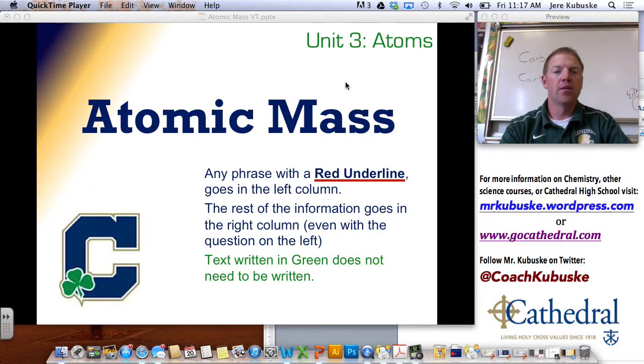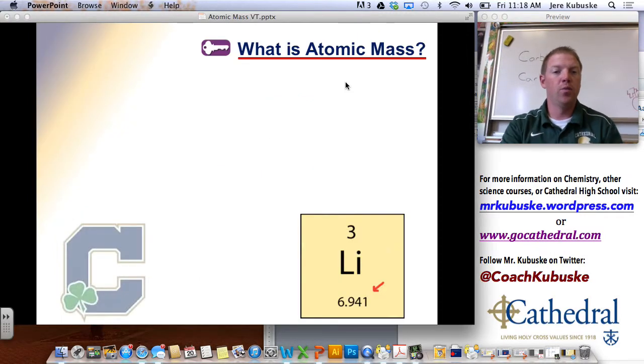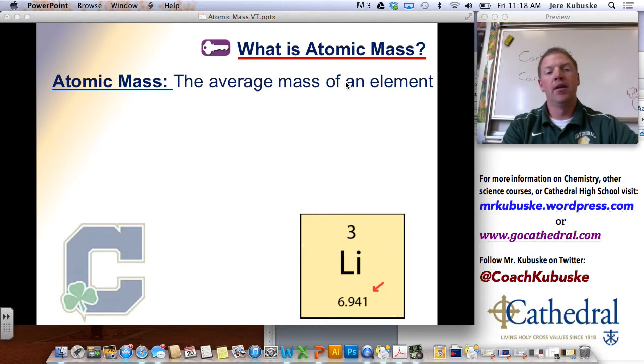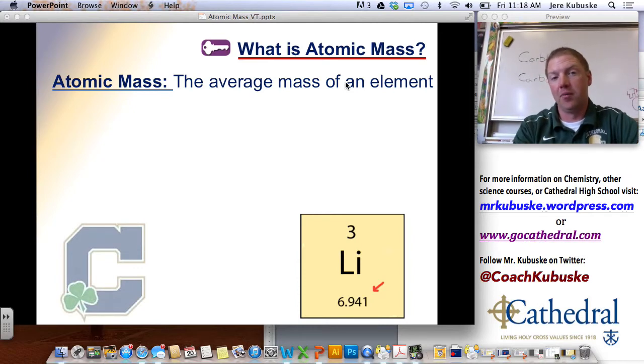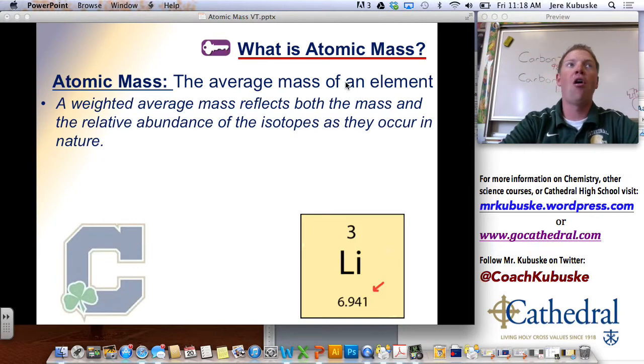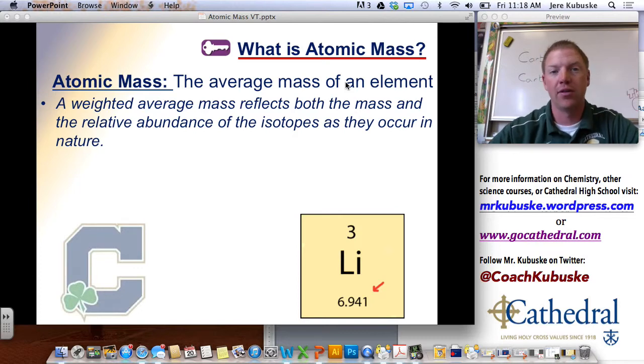Okay, so let's talk about atomic mass. What is atomic mass? Well, atomic mass is the average mass of any element. And when we say any element, we mean all of the atoms of that element. Okay, we're taking the average mass of every single atom of oxygen, or every single atom of carbon, or every single atom of lithium. And we're going to take that average and put it together. Okay, now how would we do that?